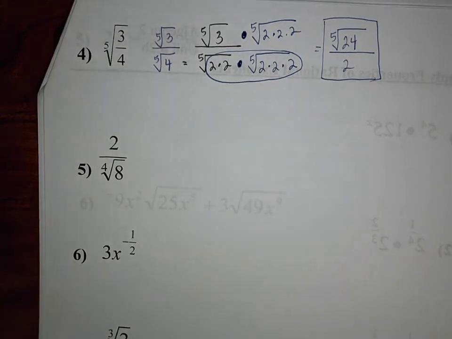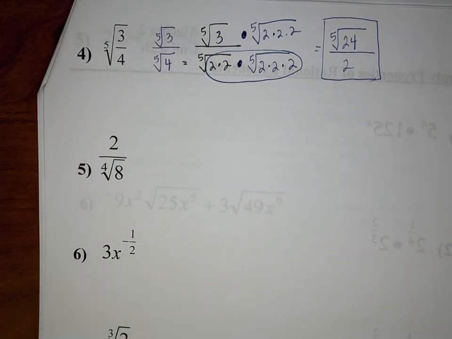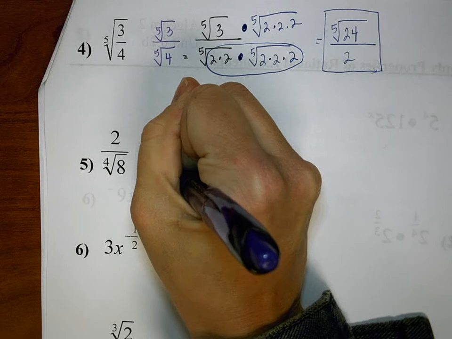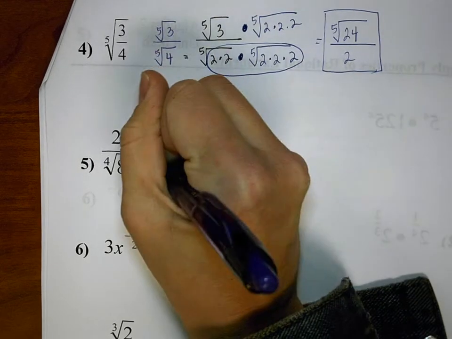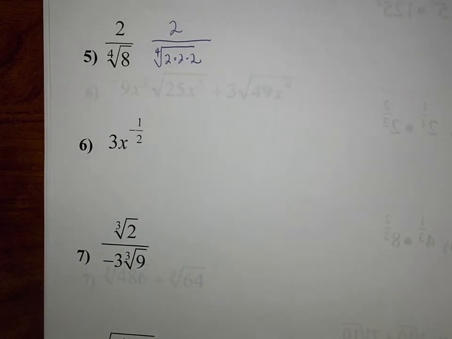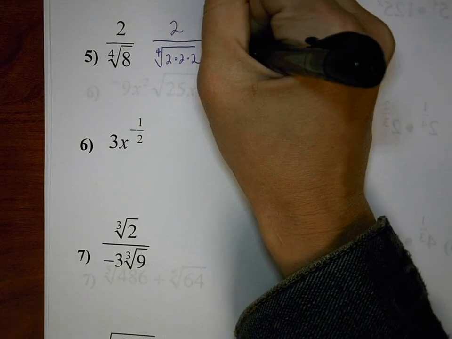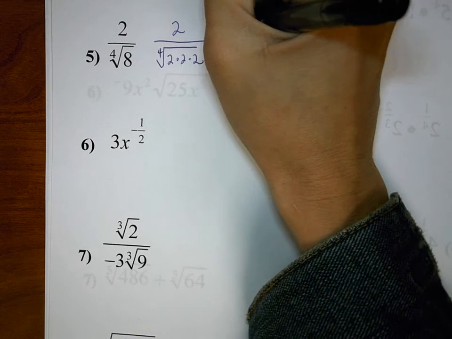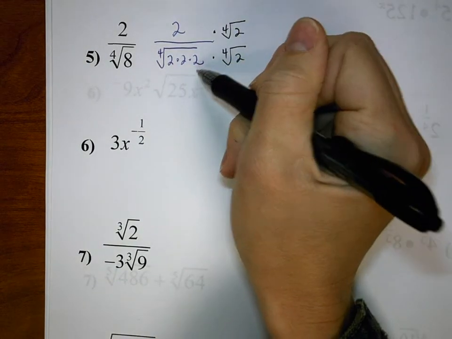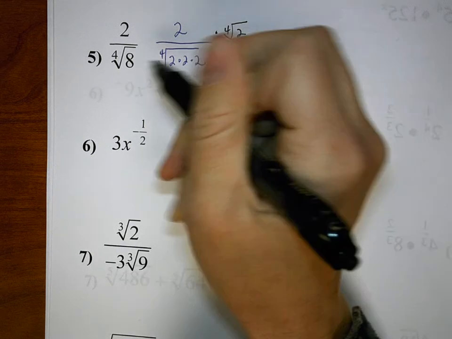Yes, you may. Okay, what does 8 break down to? 2 times 2 times 2. So 8 breaks down to the fourth root of 2 times 2 times 2. On the top I still have a 2. But how many 2's do I need in order to make a group? 4. We need 4. So how many more do I need? 1. So we're multiplying by the fourth root of 2 to the top and the bottom. Because I already have 3 and I just need 1 more to make 4.